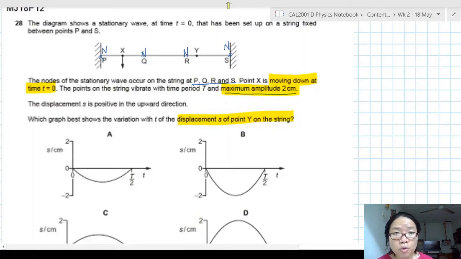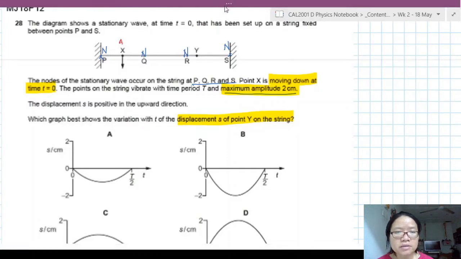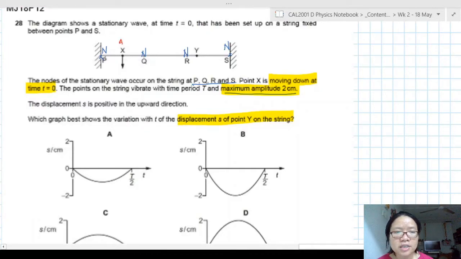So we are looking at point Y. Okay, not X but Y. I'm just going to draw the wave first to give us a better idea. Okay, and also label the antinodes. So there will be an antinode here, antinode here, antinode here. There you go. See, it must be nice. The shape has to be nice.